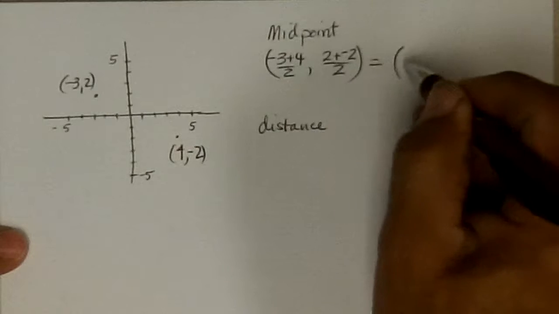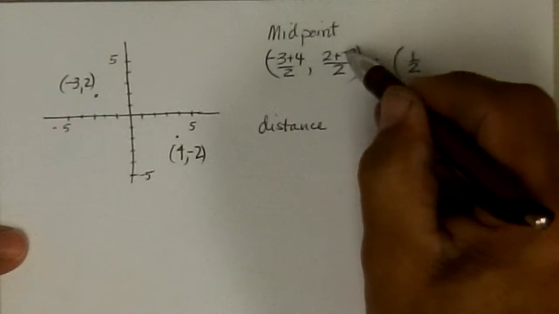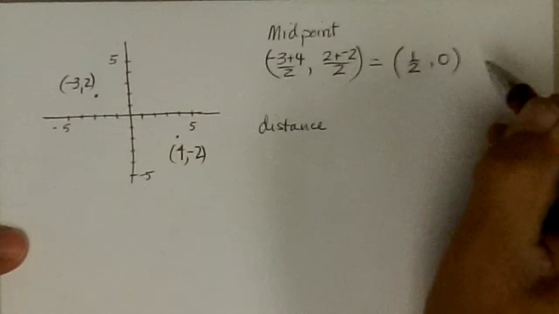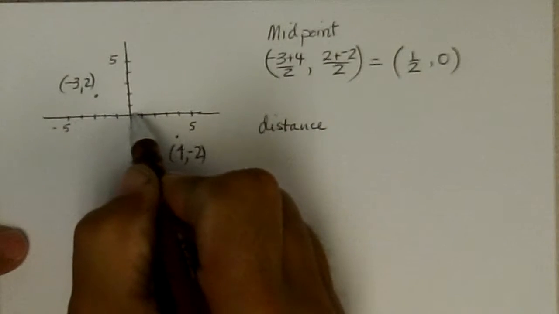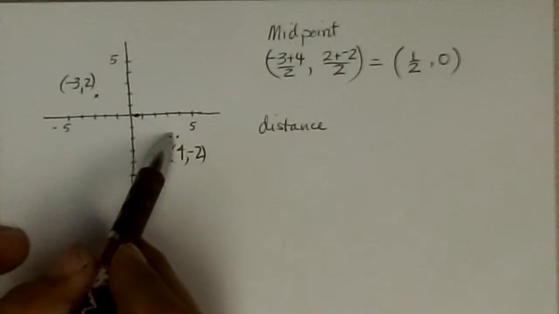-3 plus 4 is 1 divided by 2 is 1/2. And 2 plus a -2 is 0 divided by 2 is 0. And so the midpoint would be at (1/2, 0). That should be right in the middle of the segment.